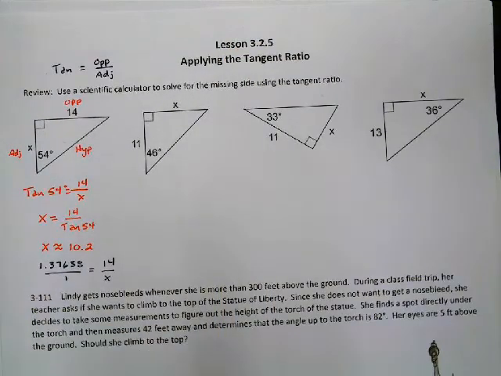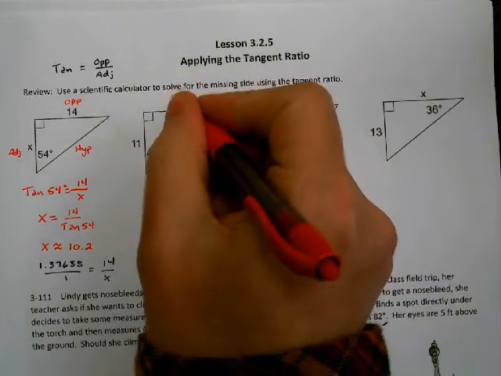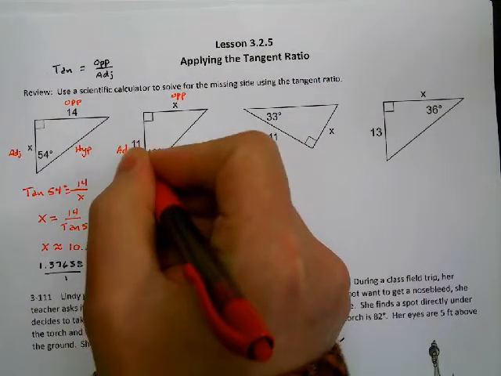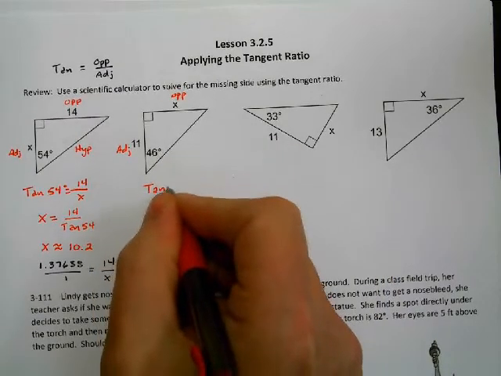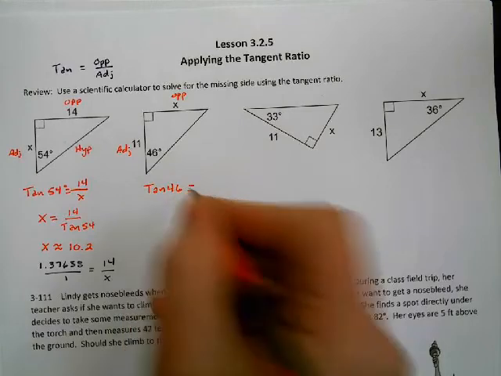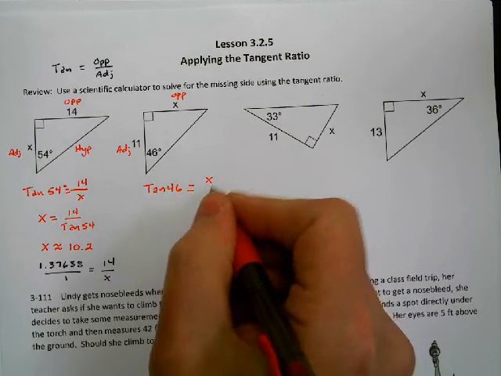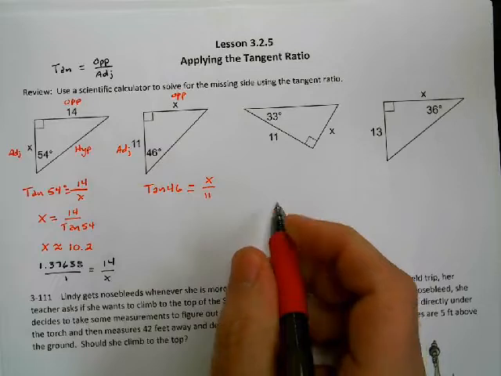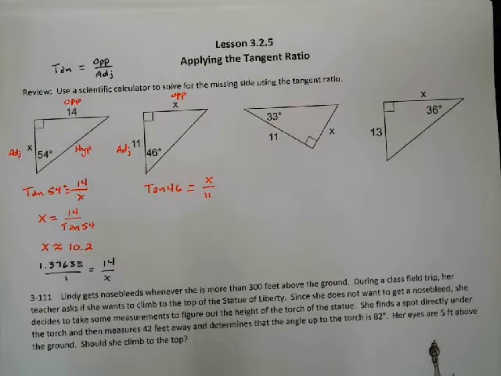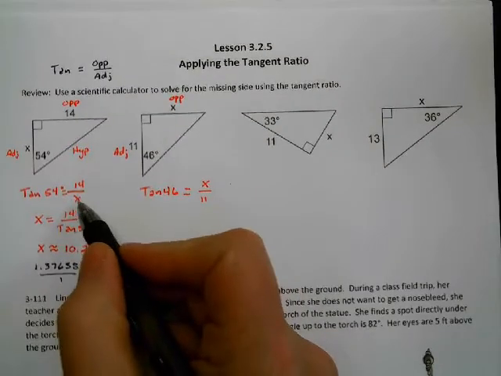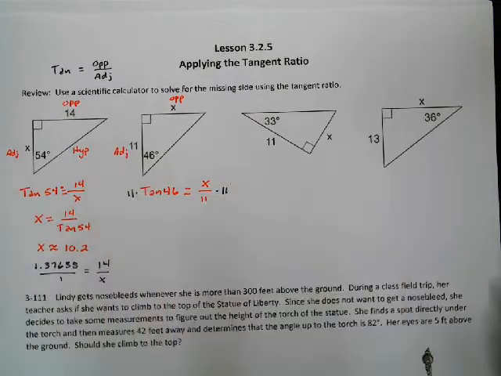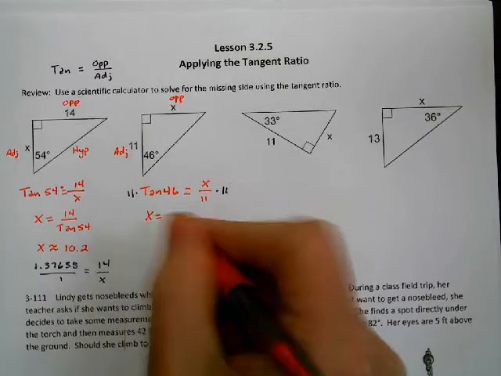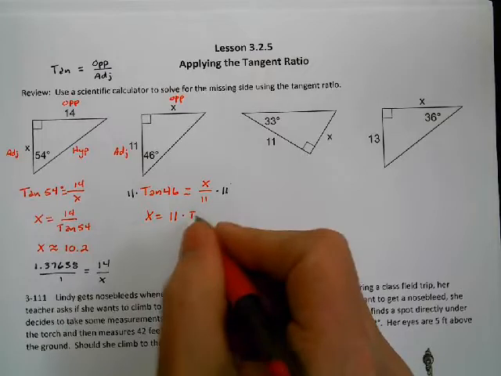All right, next few. So we go up to them: opposite, adjacent. 46 is my angle of reference there, so the tangent of 46 degrees is going to be equal to the opposite of x over the adjacent of 11. Okay, so for this one, to get x by itself, notice that the x on this one is in the numerator. The x on the last one was in the denominator. So when it's in the numerator, we multiply everything by 11. And we get x equals 11 times the tangent of 46.